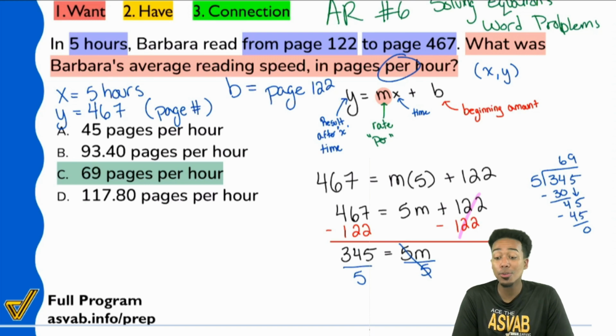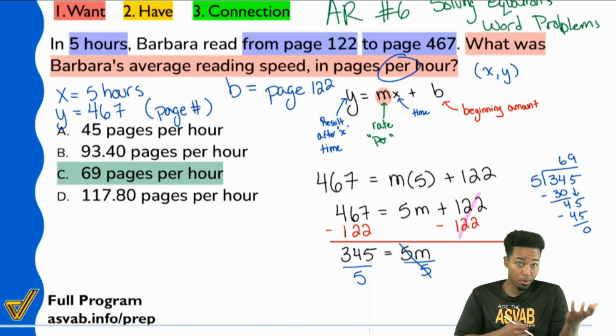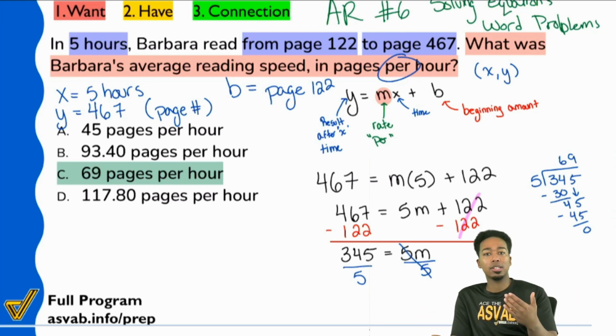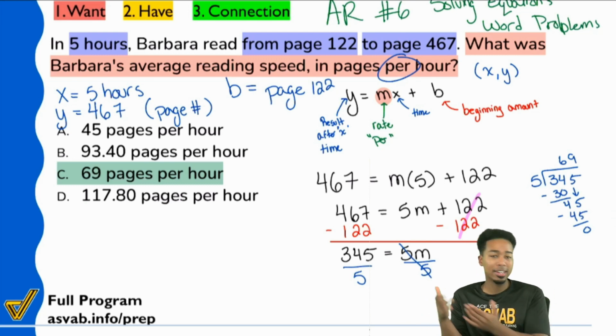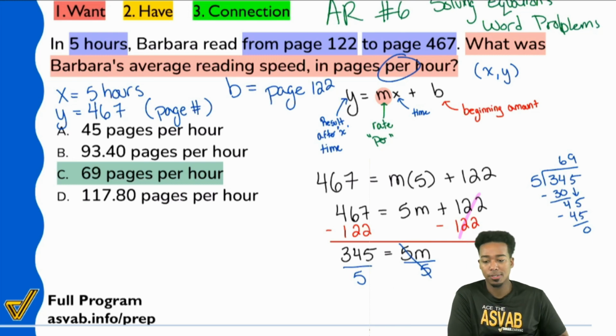Again, either way you could have gotten it done, whether you set it up as a y equals mx plus b problem or as a distance, rate, time. Remember, distance represents the difference from start to end, like how far you went. And here in terms of pages, that's just the difference of the number of pages.